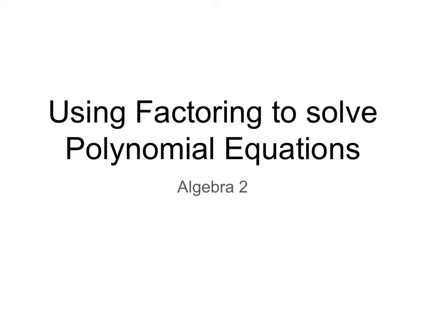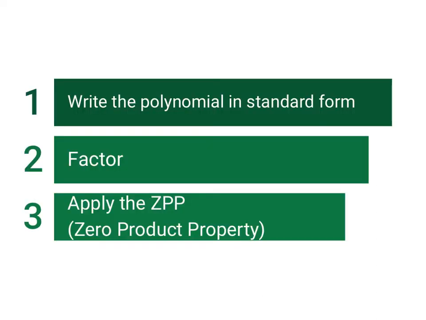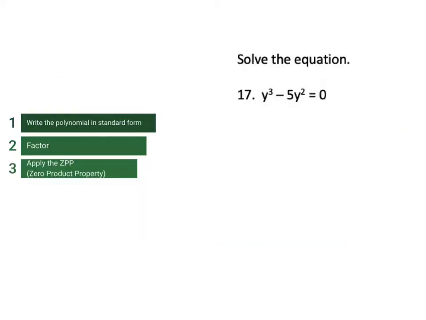In this lesson, you're going to use factoring to solve polynomial equations. So the steps really don't differ from quadratic equations, but let's remind you that first you should write your polynomial in standard form. In other words, set it equal to 0. Factor it as much as possible, and then you apply the zero product property. As always, it's typically easiest to understand with an example.